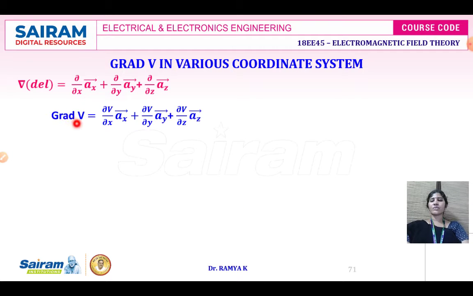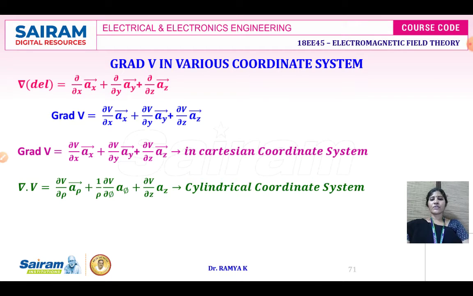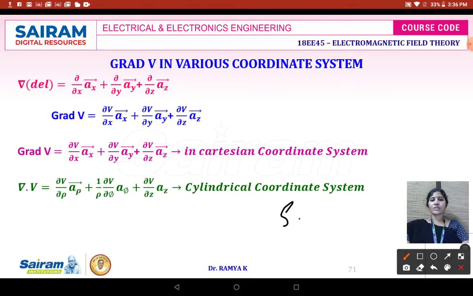Grad V in terms of Cartesian system can be written as dou V by dou x into Ax plus dou V by dou y into Ay plus dou V by dou z into Az. That is in case of the Cartesian system. Whereas in case of the cylindrical coordinate system, the three coordinates are rho, phi, z. So the gradient grad V in cylindrical coordinate system is dou V by dou rho into a rho plus 1 by rho dou V by dou phi into a phi plus dou V by dou z into a z.